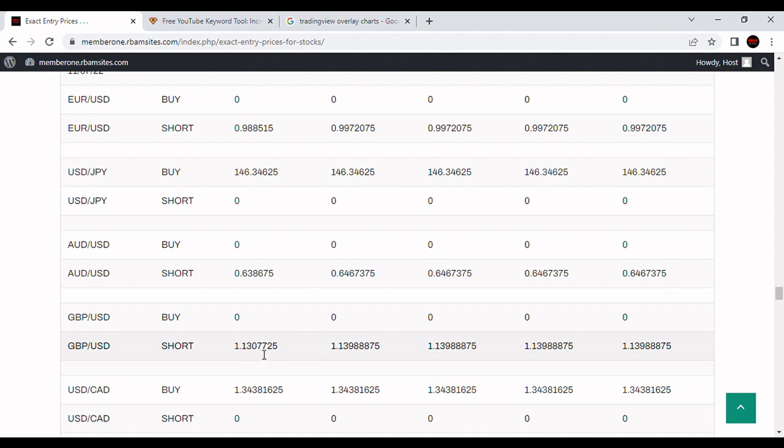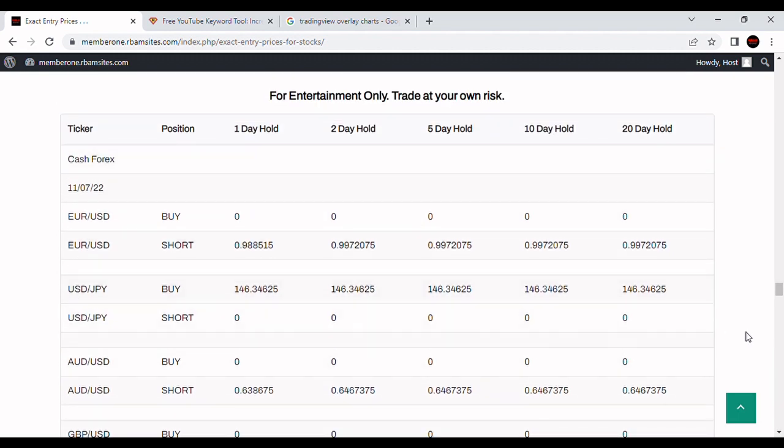You've got 1.13 for the 1 day, and 1.139 all the way across the board for the rest, for the 2 to the 20. Of course, these are for entertainment purposes only, and can't be used for anything other than entry prices. You should always do your own analysis, and you definitely trade at your own risk.